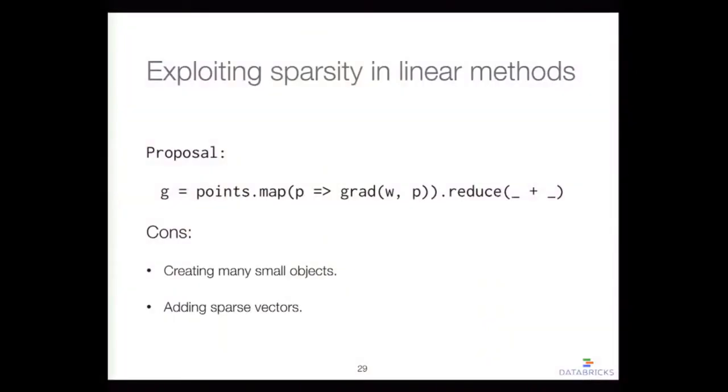So we can simply implement it this way, right? For all the points, for each point we compute its gradient, and then we do a reduce to sum them up and get the sum of gradients.